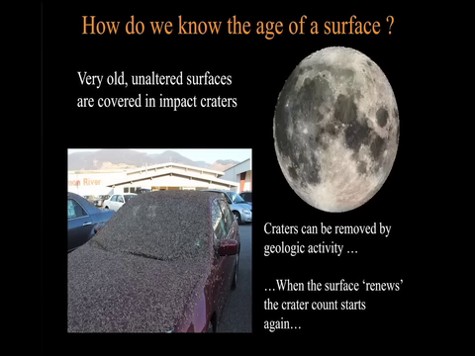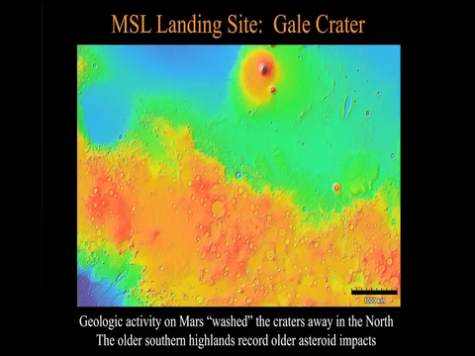Now, you're not going to leave your car like that. The moon doesn't have an option. It's not active. There's no geologic process to resurface the moon. But you do have the option of washing your car. And the same thing can happen on geologically active bodies: craters can be infilled by deposition. They can also be removed by erosion. And so when the surface renews, the crater counting starts again. Just like if you wash your car, the next road trip you go on, you start accumulating bugs all over again.